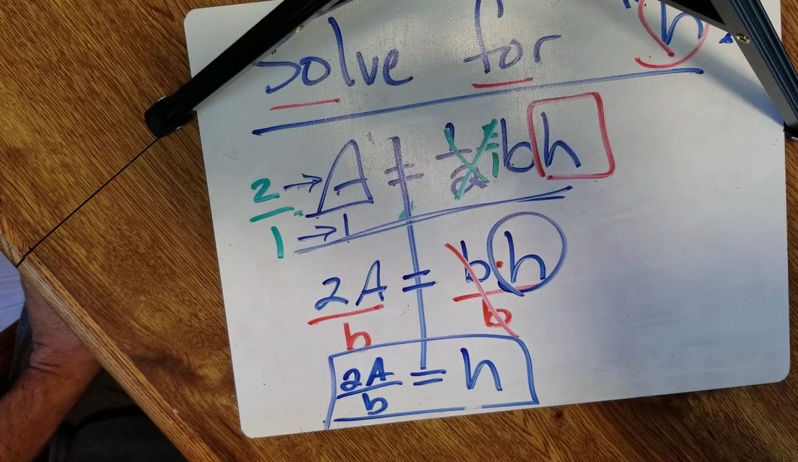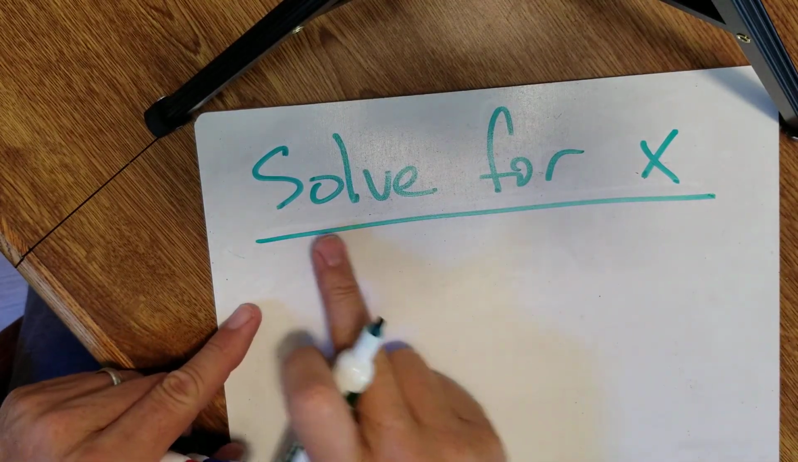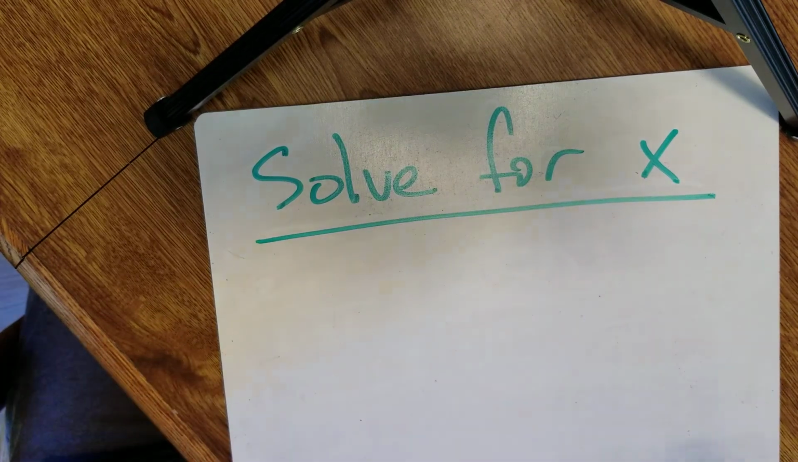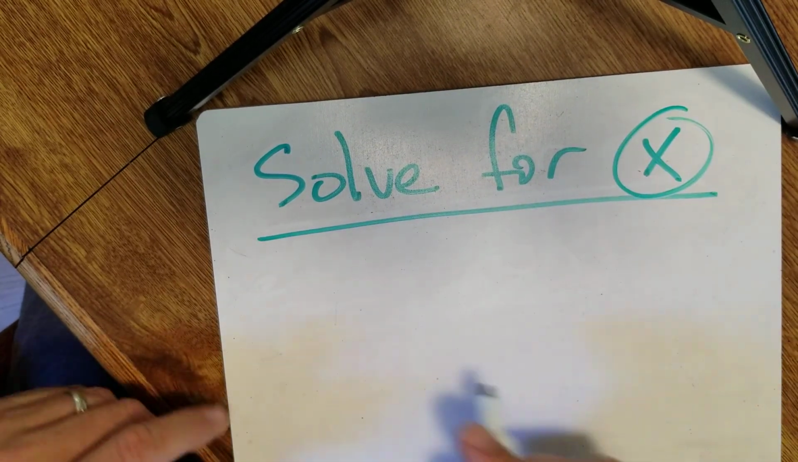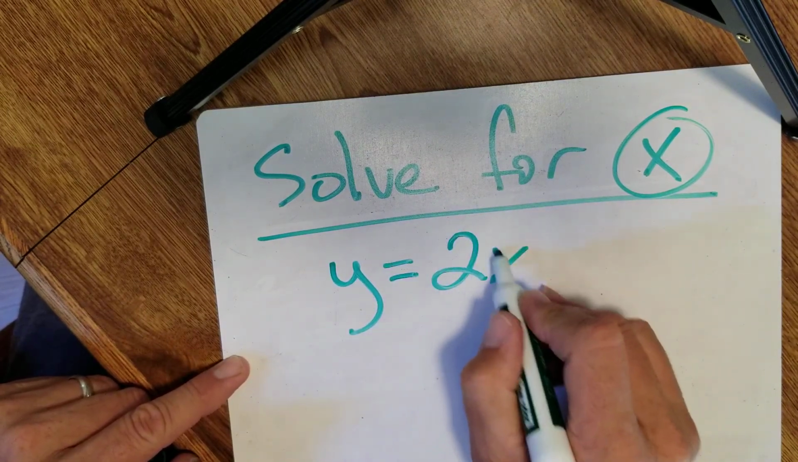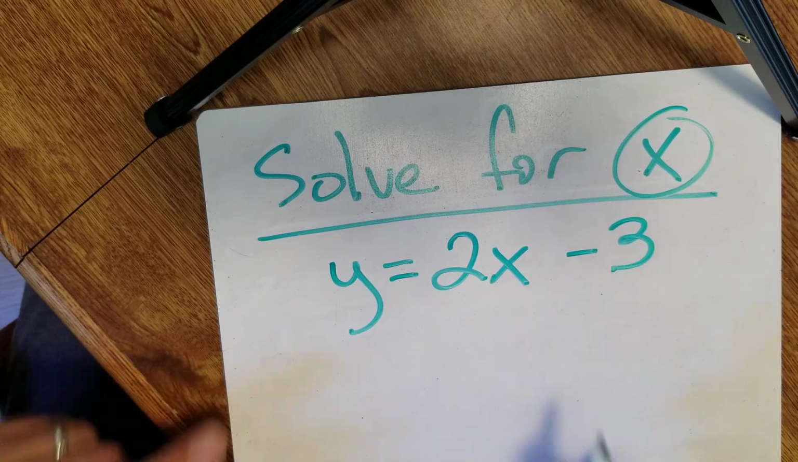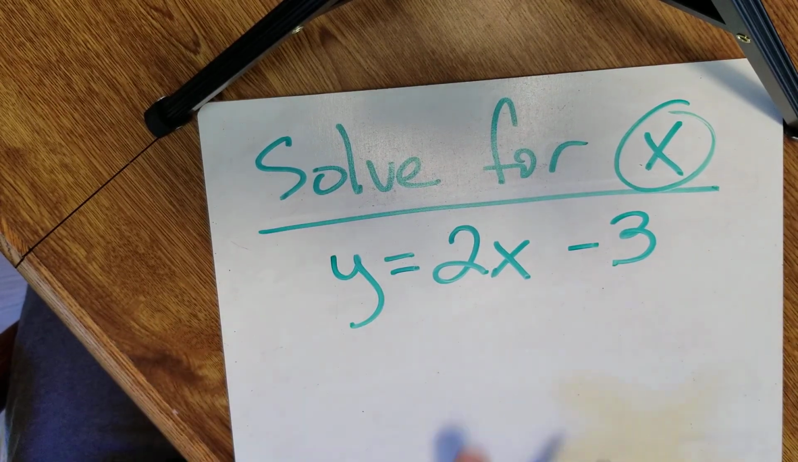I have one more for you. All right, last one here. It says solve for x. What are we supposed to be getting by itself? X. What do I have? Here's the equation. And you know, it can be complete nonsense. It doesn't even matter, although this one is not. This is actually an equation you're going to be very familiar with next week when we start graphing these.